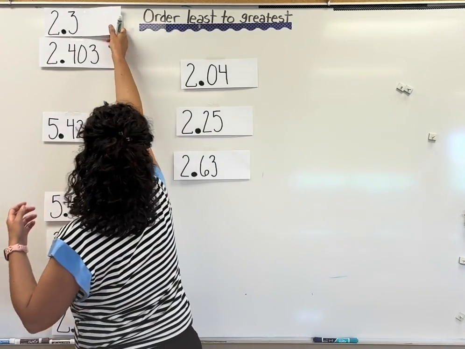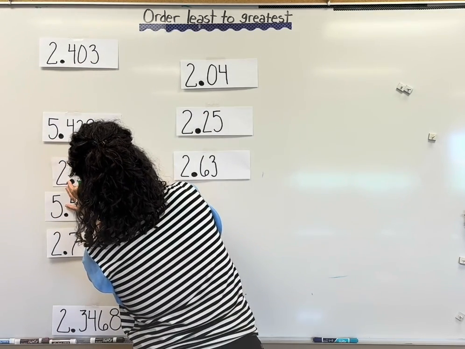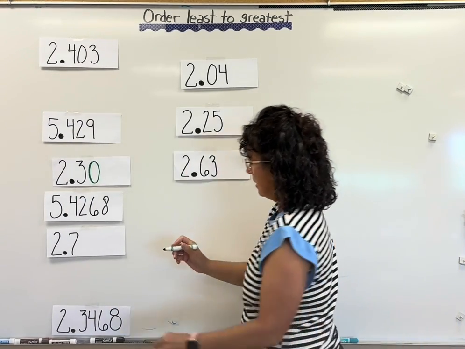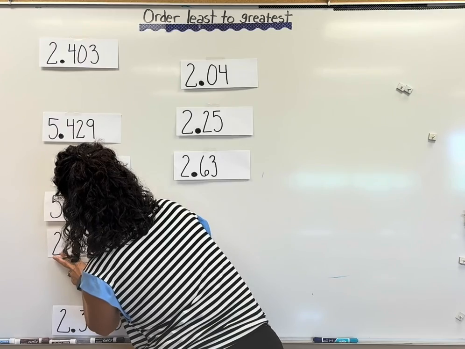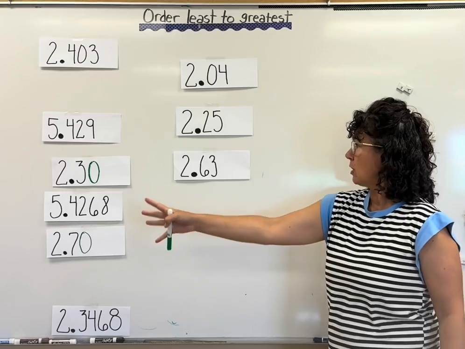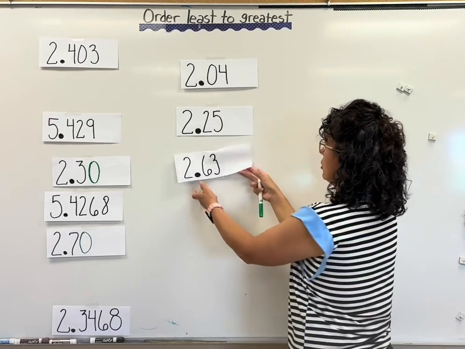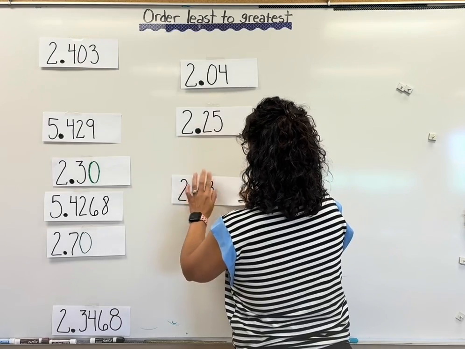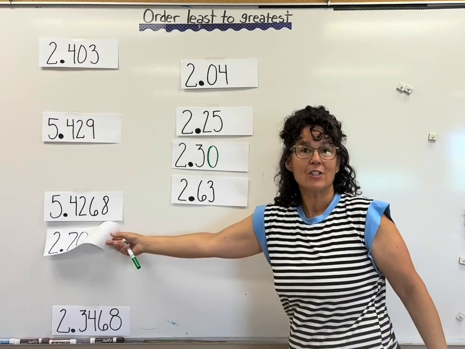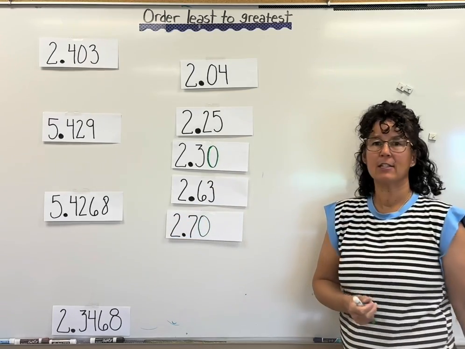So in this number here, I can just add a zero, and now that's $2.30. Here, I can add a zero, and that one is now $2.70. So let's move those over. $2.30 is a little bigger than $2.25. And then $2.70 is bigger than $2.63.